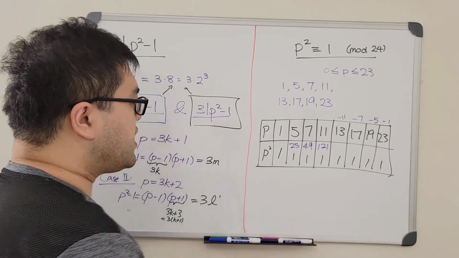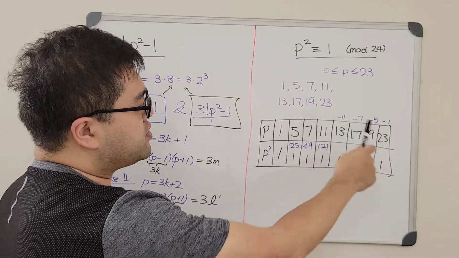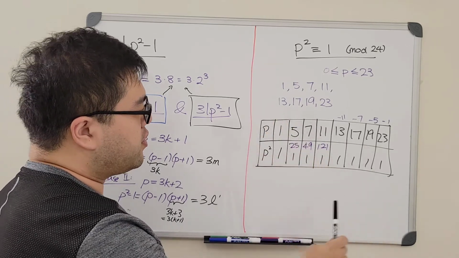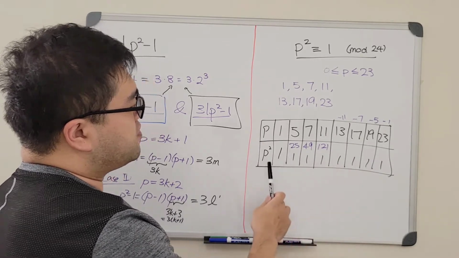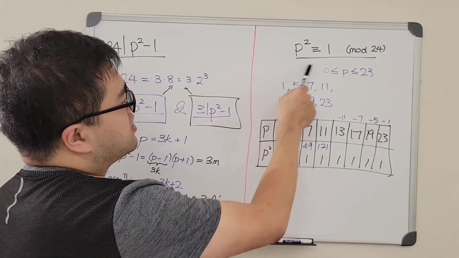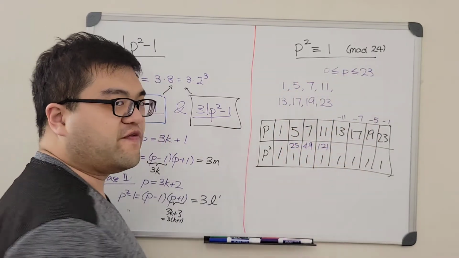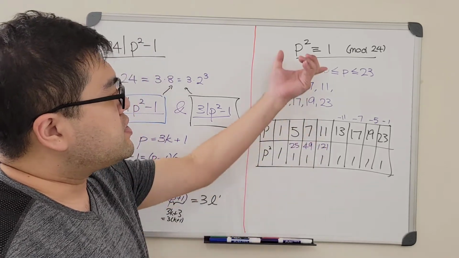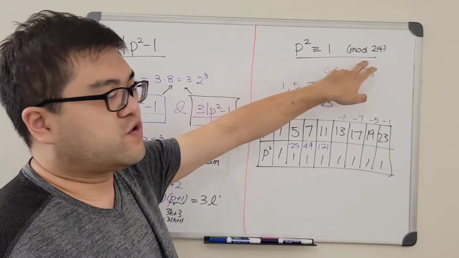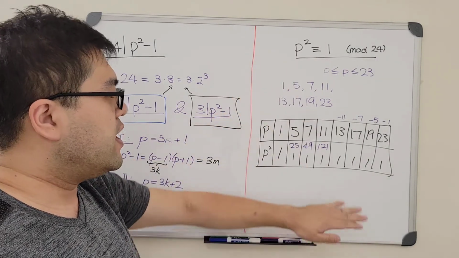So it shows that for the possible options of the prime numbers in modulus 24, the square of those numbers must be congruent to 1, meaning that it satisfies the condition that we want. p squared is congruent to 1 in modulus 24. Therefore, we just proved that p squared minus 1 is a multiple of 24 for all the prime numbers p that are greater than or equal to 5. And that is it.